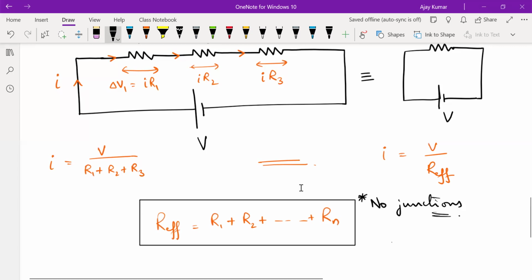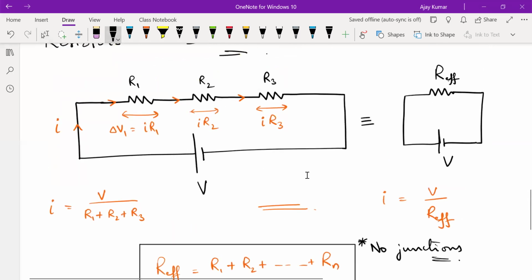So in case of resistors, if there are junctions between the resistors, there's no guarantee that all 3 will have the same current. What I mean to say is if there's a junction here, the first resistor has a current I passing through it. The same current I will go here, but through that other wire, there may be another current getting added. Then the effective current, total current in the resistor R2 will be I plus I dash.